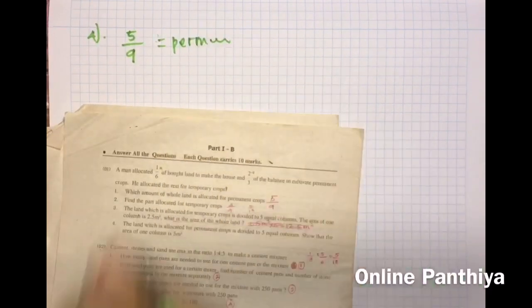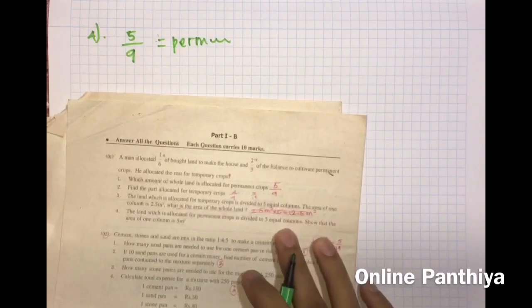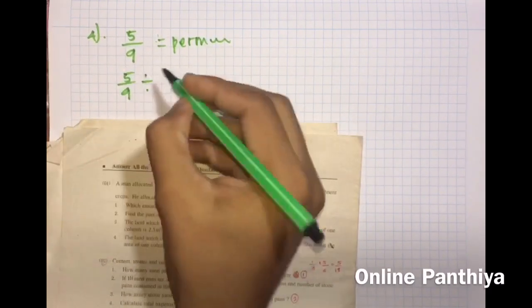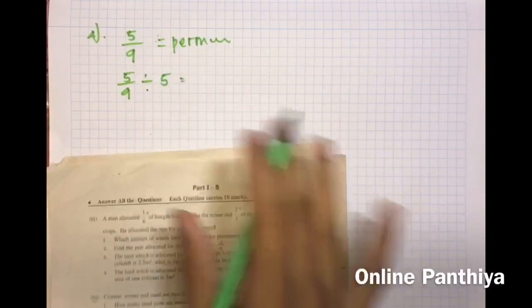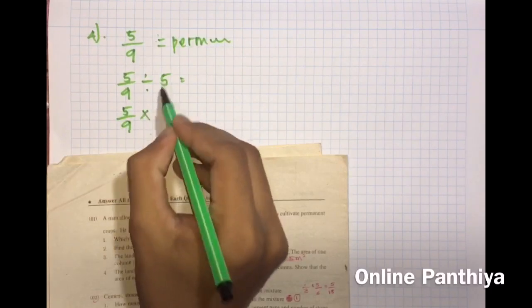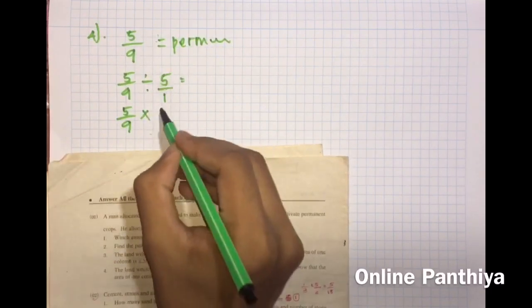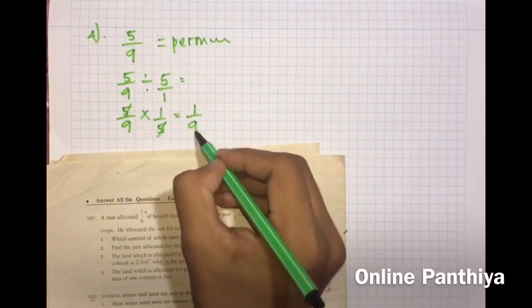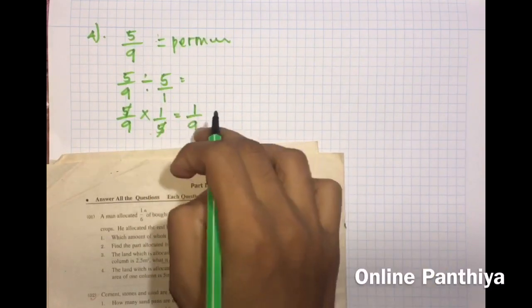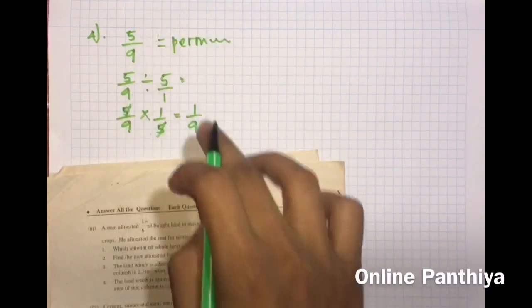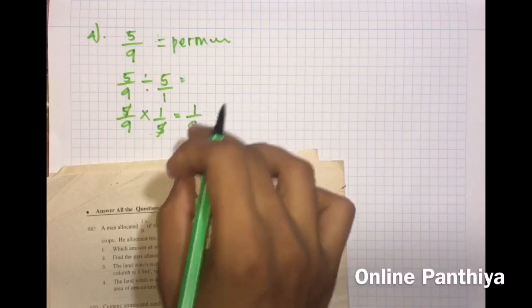Now this land is again divided into 5 equal columns. So I have to divide this 5 over 9 by how much? By 5. So how do you do a division? Division turns into multiplication and you write the reciprocal. So if you write the reciprocal, you get 1 over 5. So you can simplify, you get 1 over 9. This is the value in fraction form you get when you divide the total land of permanent crops into 5 equal parts. So one part is equal to this.